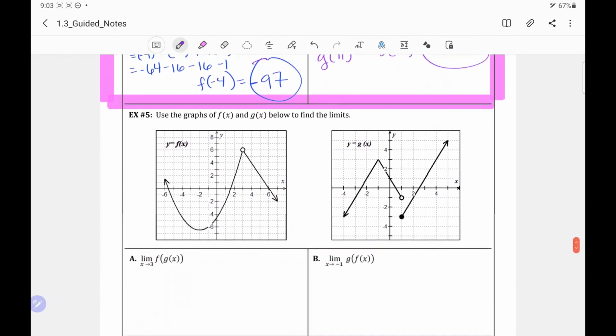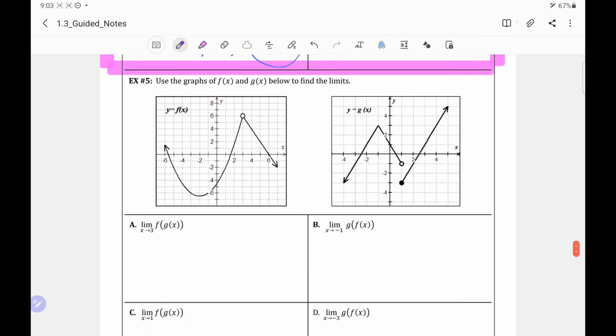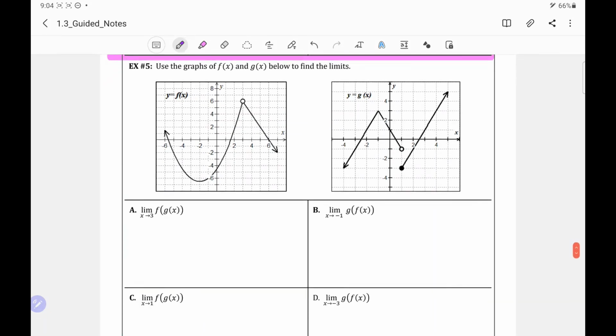Okay, so moving on to example 5, this time we're using graphs. So just to be clear, the same suggestion applies here. I'll do the examples, but you're not required to sit here and watch me do it. Feel free to just pause the video, try it yourself, and then fast forward the video to check your answer, whatever you would like to do. Use the graphs of f of x and g of x below to find the limit.